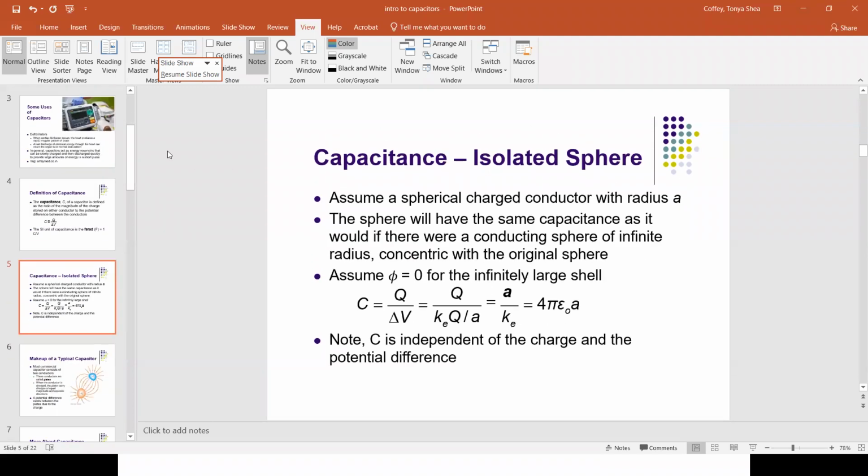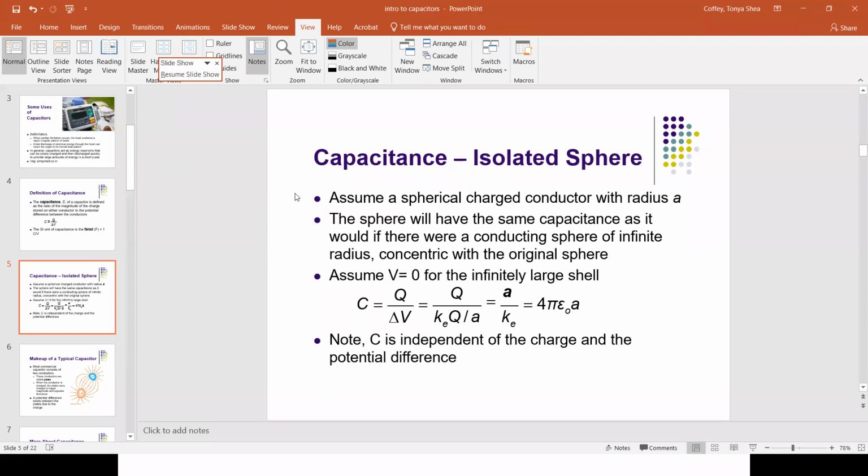Now, we can find the capacitance for an object. The capacitance for an object, as we'll see, will be dependent upon the object's geometry for the most part. So to show you this, let's talk about the capacitance for an isolated sphere. And we're going to assume that we have a charged spherical conductor and it has a radius A. Now let's assume that that sphere will have the same capacitance as it would if it were a sphere of infinite radius that were concentric with the original sphere.